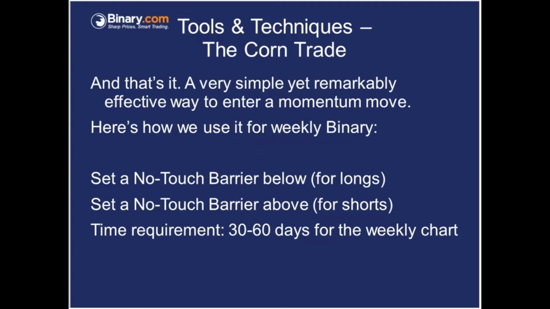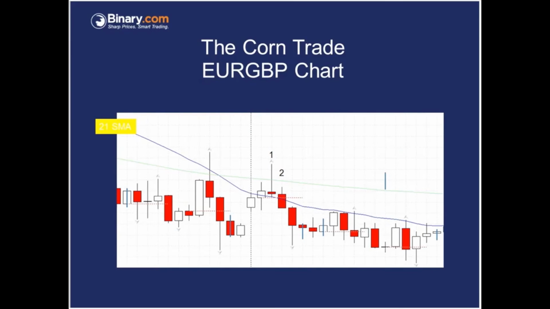So it's a very simple yet remarkably effective way to enter a momentum move, and here's how we use it for a weekly binary. We set a no-touch barrier below for longs, or a no-touch barrier above for shorts. And once you've got it, I'm looking at it running for like 30 to 60 days on the weekly chart. So this is the euro sterling.